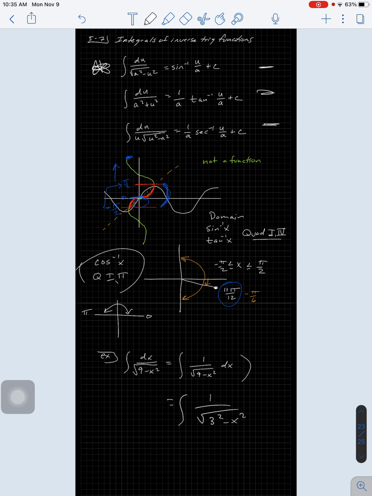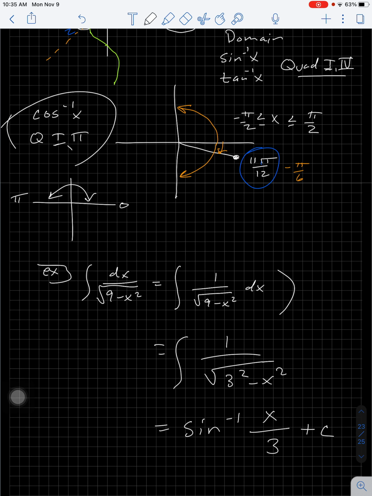So then you just write what you've got. Your inverse sine, your function part, is your x. The number in the a spot is 3 in our case. And then I go plus c. And that's it.